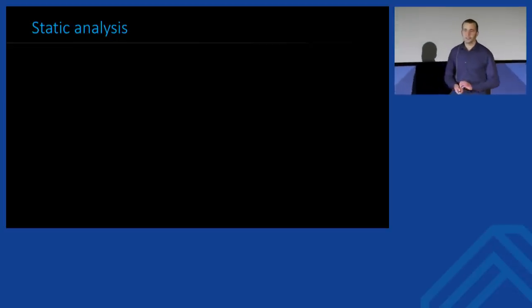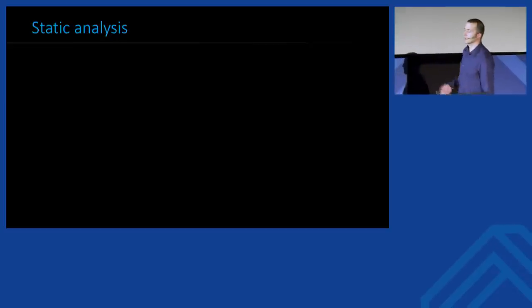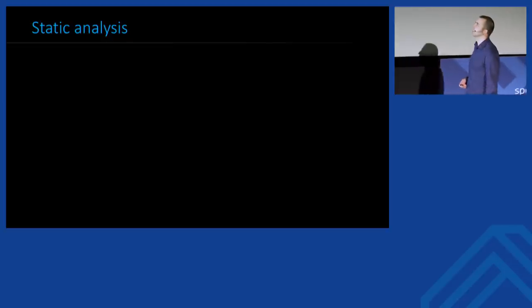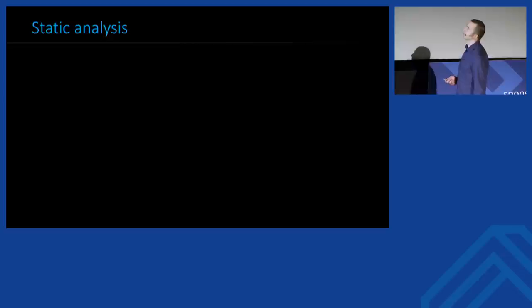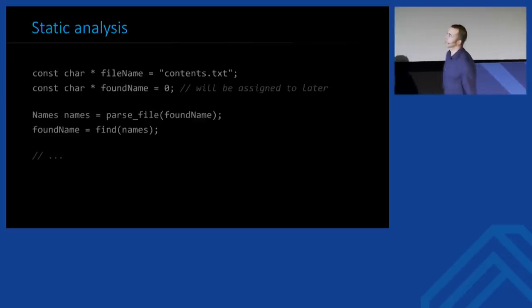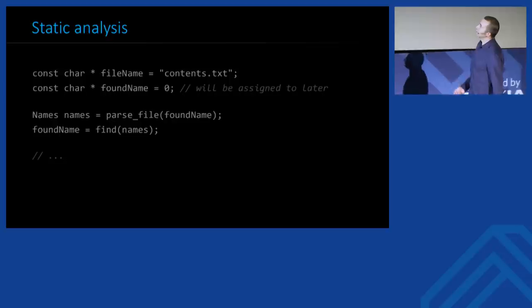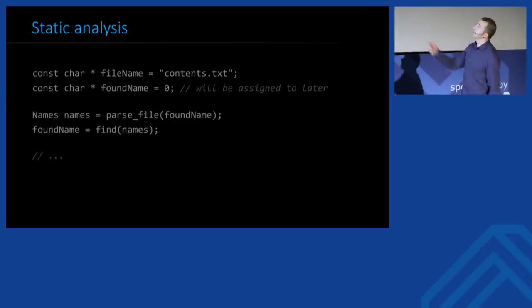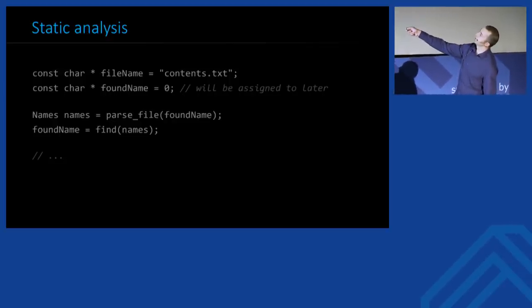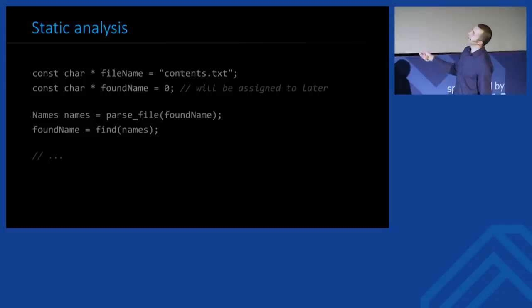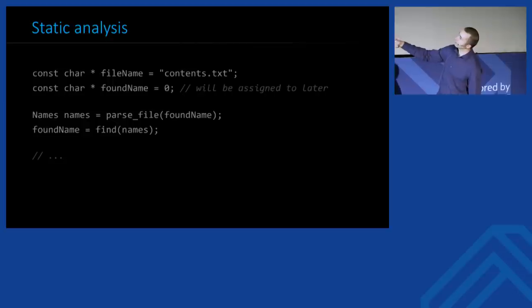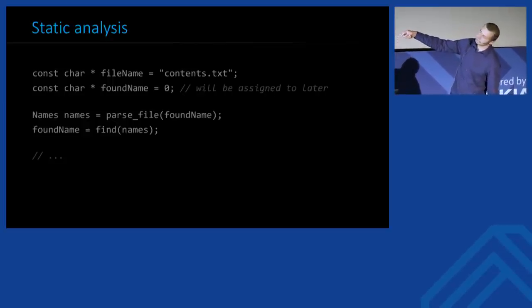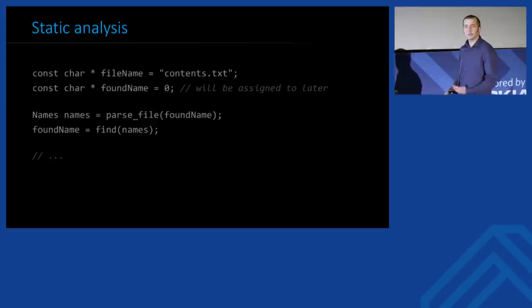Now to static analysis. But first we have to understand how static analysis works more or less. So I have a simple program. I will be reading names from some file, which I will refer to by this file name. And I will be returning the name through this pointer, which is initially null. So first I'm parsing the contents of the file to some collection of names. And then in these names, I look for the best match.